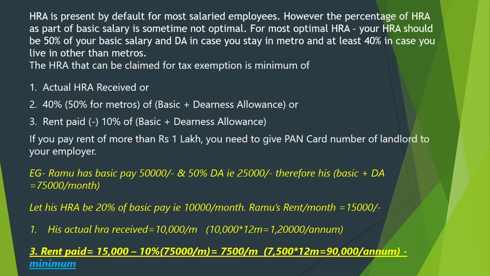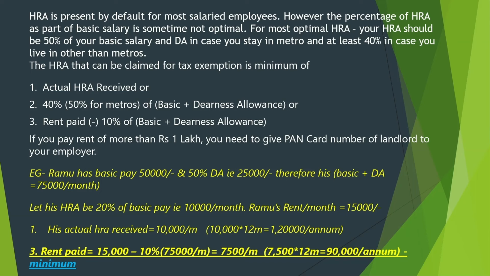Now, let's compare the first case and the third case. In the first case, his actual HRA received is rupees 10,000 per month. And in the third case, as per the equation, the rent paid by him is 15,000 minus 10% of his basic plus dearness allowance, which is equal to 10% of 75,000, which is equal to 7,500. So the rent paid by him, 15,000 minus 7,500, is equal to 7,500 per month.